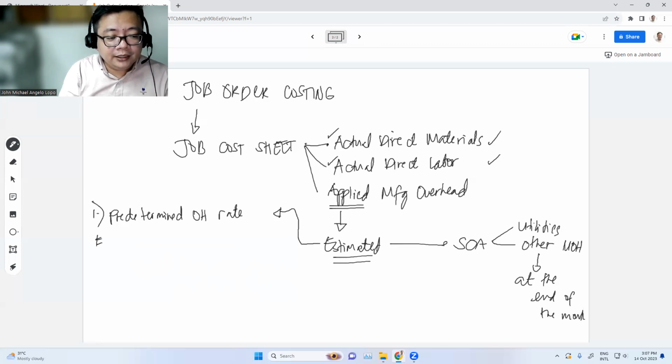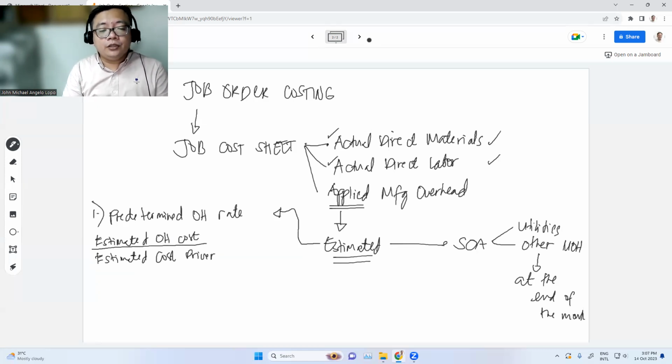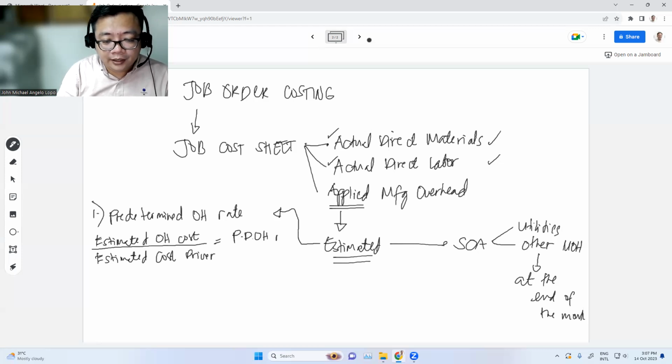The formula here is that you have your estimated overhead cost, right? You will divide it by your estimated cost driver. Di ba? Yan yung ating formula. Estimated overhead cost divided by our estimated cost driver. Ang tawag doon, class, ay your predetermined overhead rate.